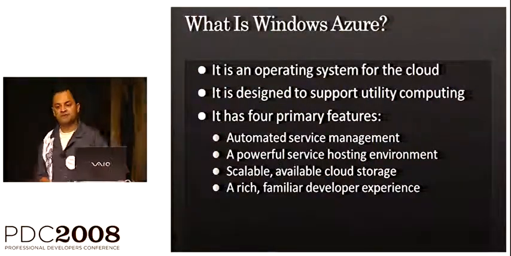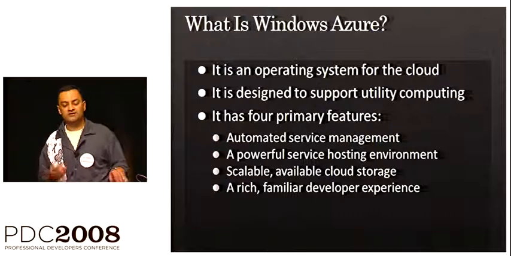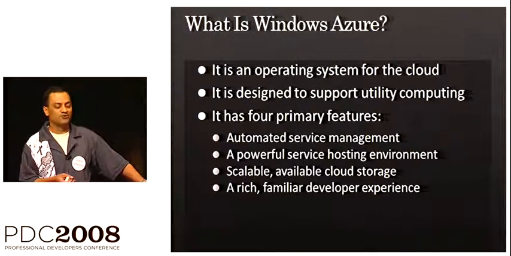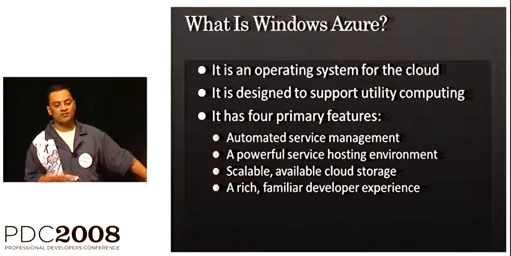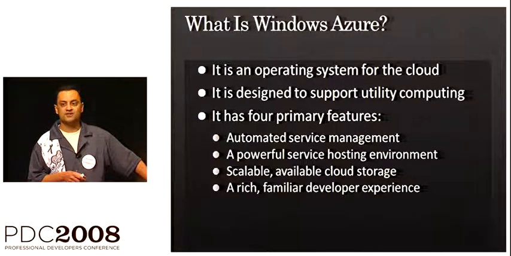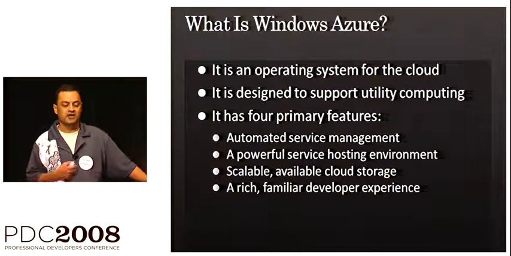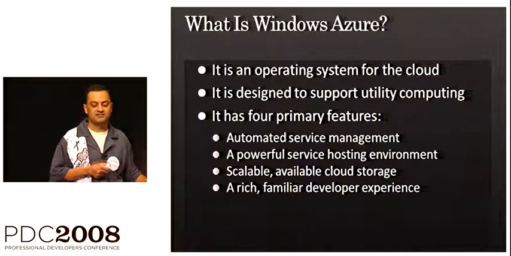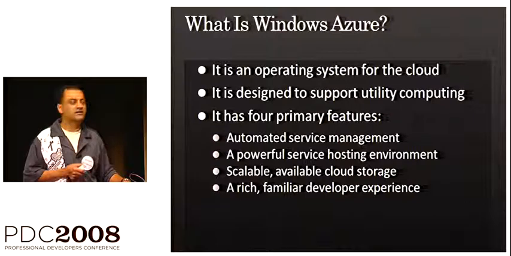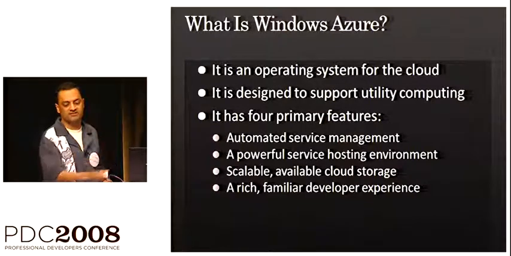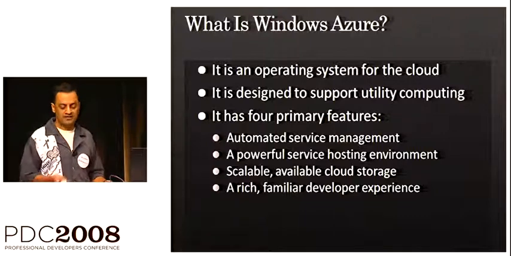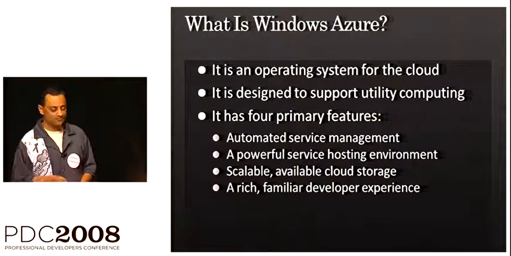So to summarize, what is Windows Azure? What are the 3 things I would like you to remember walking out of here? It is an operating system for the cloud. It does, for a set of servers, what traditional desktop operating systems have done for a single machine. That's the sense in which it's an operating system. It's an operating system by analogy. It's designed to support utility computing. You pay as you go. It's always up. It's like the electricity coming to your house. You already know the key features it has.